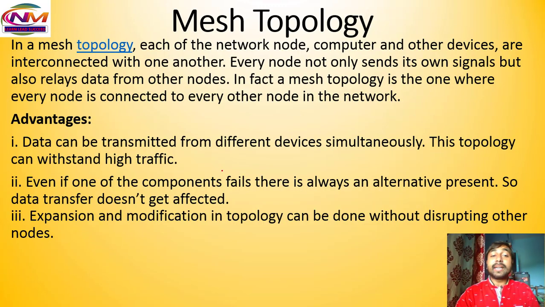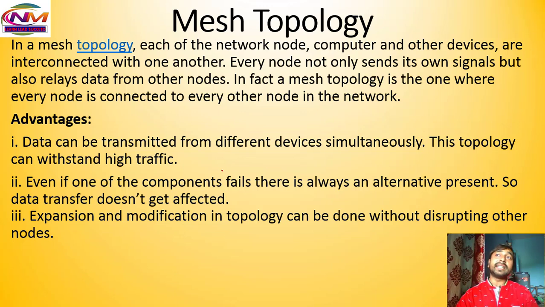Advantages: data can be transmitted from different devices individually. This topology can withstand high traffic. So we can easily share any of the information. We can quickly share any of the information because each and every machine is individually connected. The second advantage is even if one of the components fails, there is always an alternative present, so data transfer does not get any kind of effect.